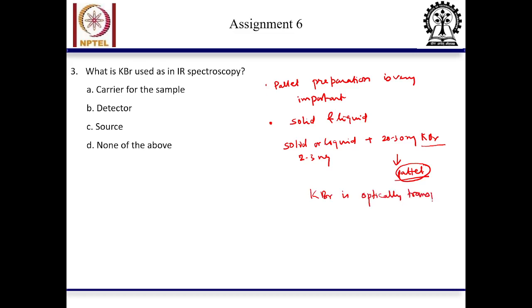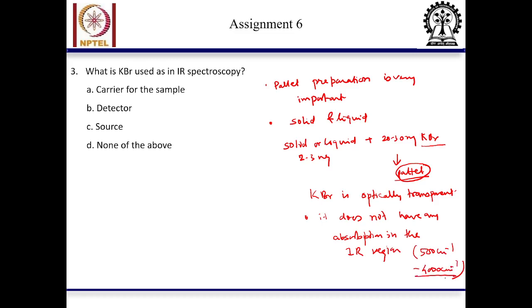Now the question: what does optically transparent mean? It does not have any absorption in your IR region. Whatever IR region we are having, suppose 500 cm inverse to 4000 cm inverse, it does not have any absorption in this region. That's why we are using KBr.